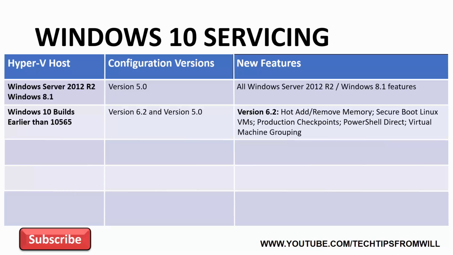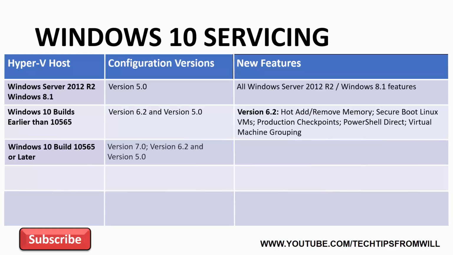These new features include the ability to hot add and remove memory, use Secure Boot with Linux virtual machines, create production checkpoints, administer the virtual machine using PowerShell Direct, and use virtual machine grouping. However, it's worth noting at this point that version 6.2 virtual machines cannot be used with earlier releases of Hyper-V, such as on Windows Server 2012 R2 or Windows 8.1, since these hypervisors only support version 5.0 virtual machines. When Microsoft released build 10.565 of Windows 10, Hyper-V received yet another feature update.